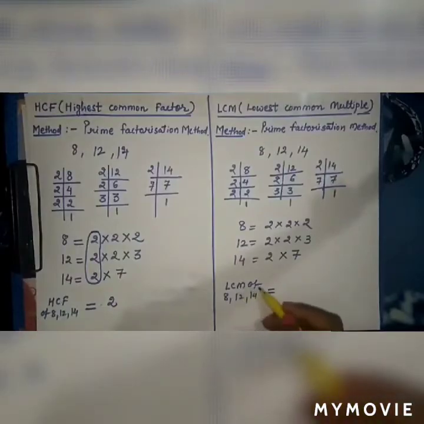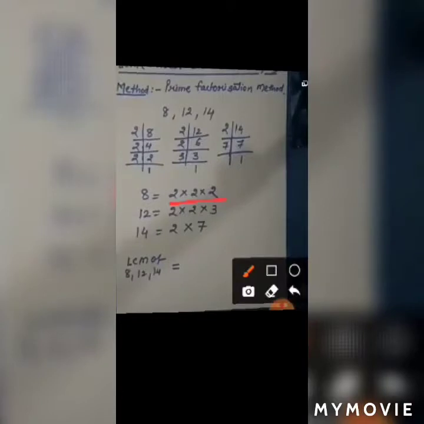Now in case of LCM, take the maximum number of occurrences of the number. Here you have seen 2 occurs a maximum of 3 times, and leave the remaining, because only the maximum we have to take. Now here you have seen the other number is 3, so take the 3 also, and 7 also. Now no other number is left. Now write this in factor form: 2 into 2 into 2 into 3 into 7. Now multiply it. What do you get?